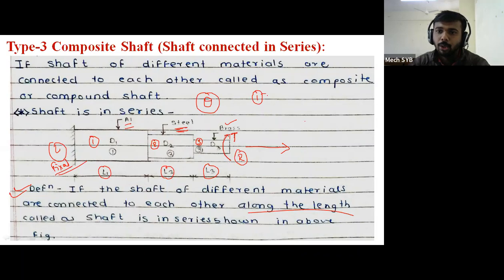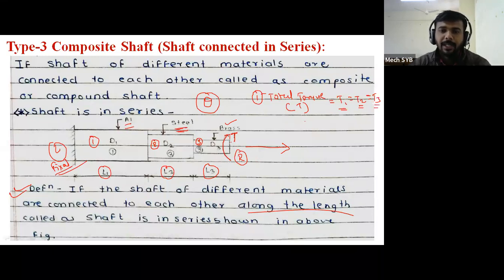So whatever the total torque is, that total torque, capital T, is equal to T1 is equal to T2 is equal to T3. Because the torque is applied at the free end, still this brass shaft is connected to the steel, and steel is connected to the aluminium. Therefore, the same torque we have to consider for the brass, steel and aluminium. Therefore, total torque is equal to T1 is equal to T2 is equal to T3.